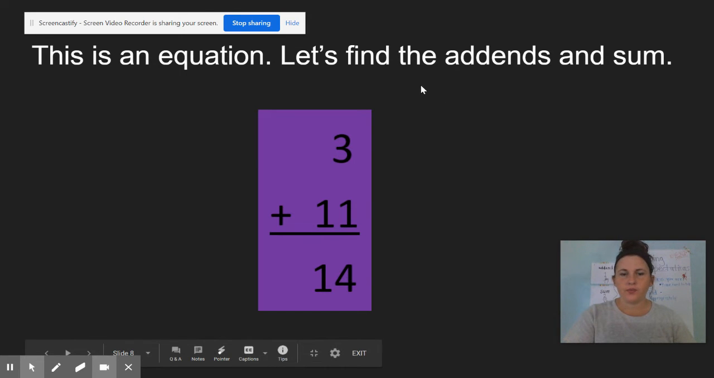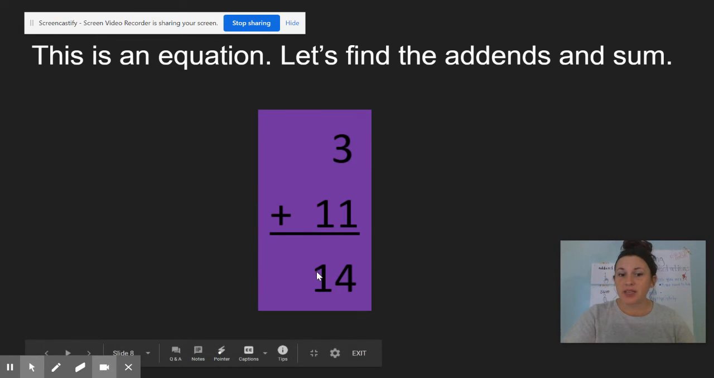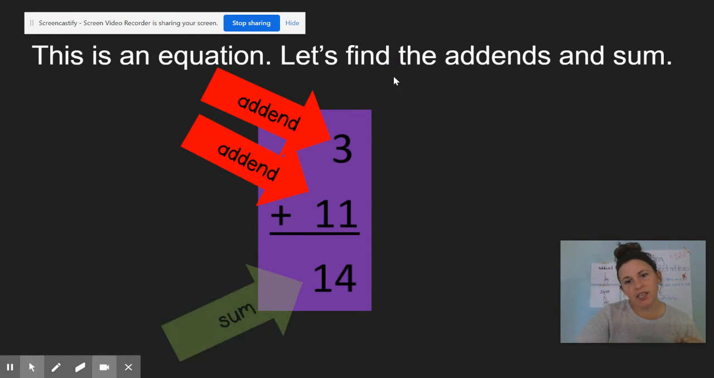So 3 plus 11. I'm going to put 11 in my brain and put 3 fingers up. 11, 12, 13, 14. 14 is my sum. So that means this part of our equation and this part of our equation are equal to each other. That makes it an equation. But what else makes it an equation is it has an addend and a sum. We've got another equation right here, just written in an up and down vertical way.